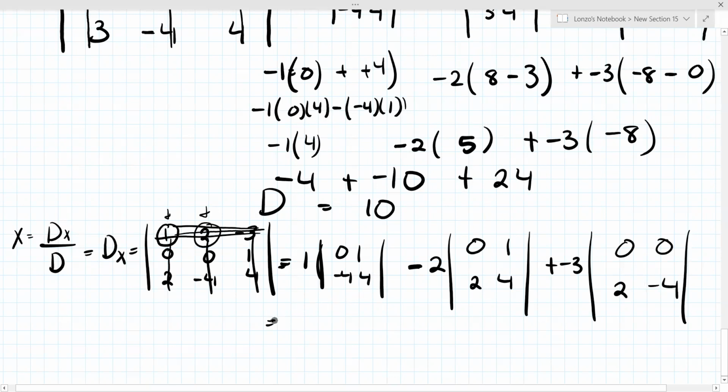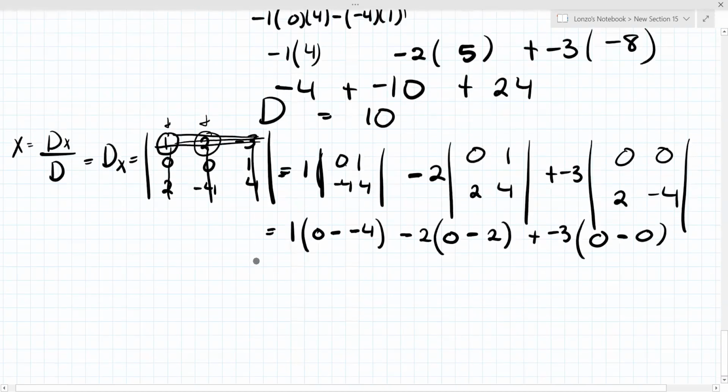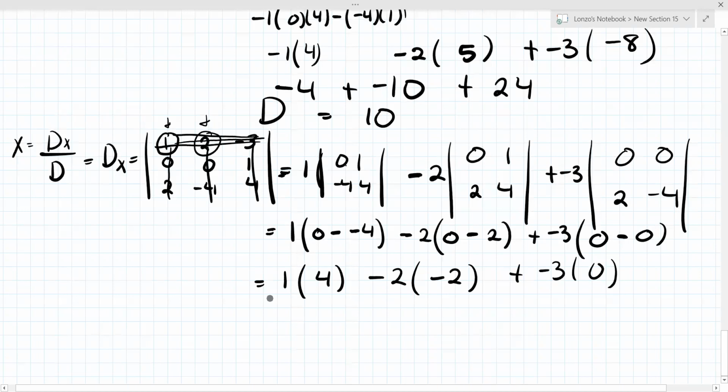Okay. So let's start finding the determinant. So this is 1. And then 0 times 4 is 0, minus 1 and a -4 is -4. This is -2. And then 0 minus 4 is 0, minus 2 times 1 is 2, plus -3. 0 times -4 is 0, minus 2 times 0 is 0. Okay, let's simplify. So this is 1, and then a 0 minus a -4, that's +4, minus 2, and then 0 minus 2 is -2, plus -3 times 0. So 1 times 4 is 4, -2 times -2 is +4, plus 3 times 0 is 0. Okay, so that gives you 8.